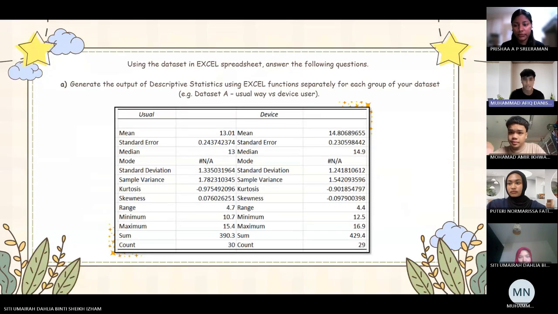To answer this question, for part A, we generate the output of descriptive statistics using Excel functions separately for each group of our dataset. So we will get key statistics like mean, standard deviation, skewness, and more. This allows us to compare the two groups in detail. So here's the table.